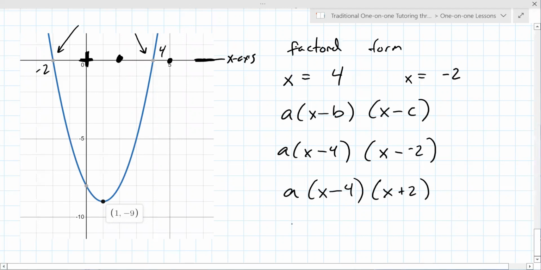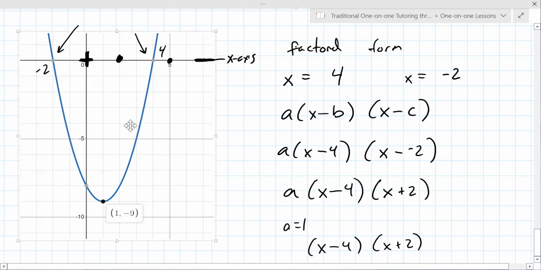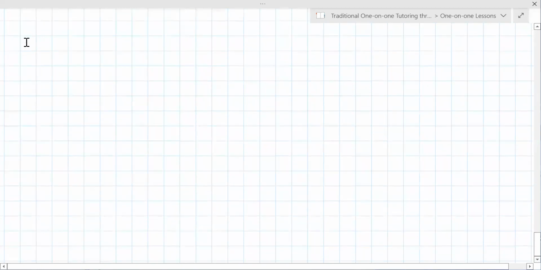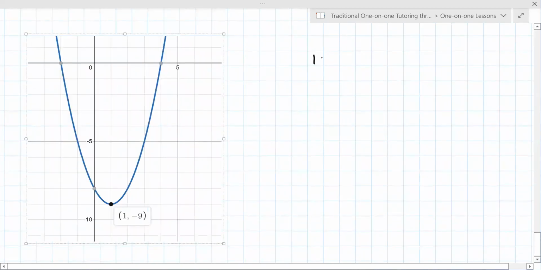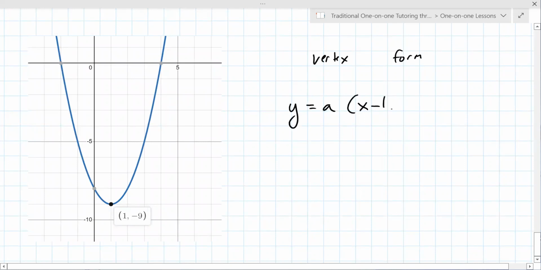Okay, so A is 1 in most of these problems, so you can just drop that and it becomes this, okay? All right, now let's do vertex form. So vertex form, you're going to memorize it so that when you get to the quiz or test, you got it down.